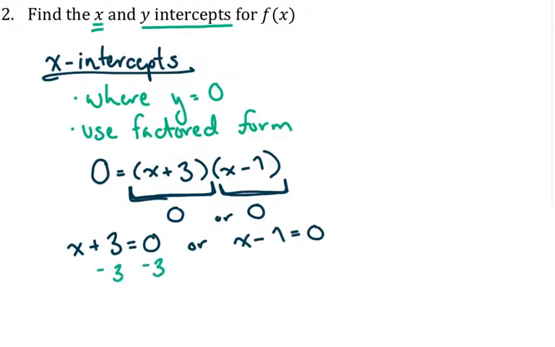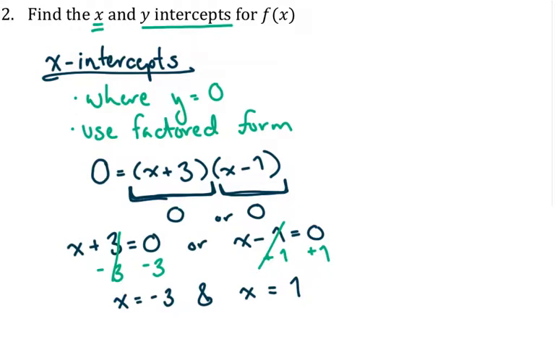Subtract 3. So the first x-intercept is at x equals -3, and the second one is at x equals +1, because you added 1 here on both sides. So there's 2 of them, and we will see what that looks like in the graph in number 3.